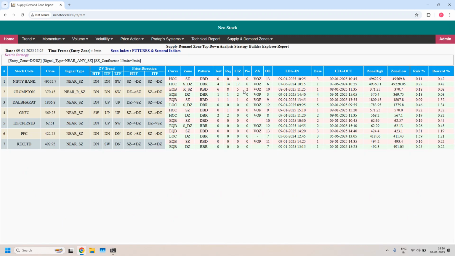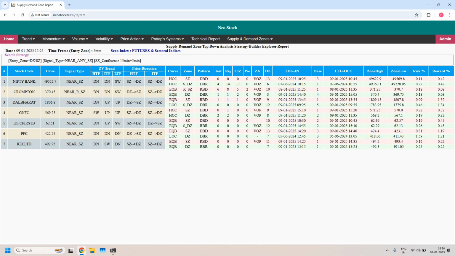Out of the 7, second one is invalid. It is a pierced zone. But remaining stocks, all these supply zones are part of the 15 minute supply zone. These are the 5 minute supply zones. They are part of 15 minute supply zone. So this is about stocks near demand and supply zones.